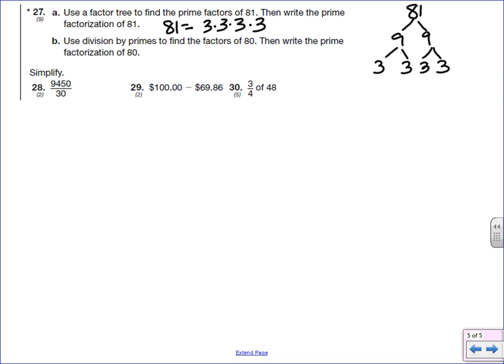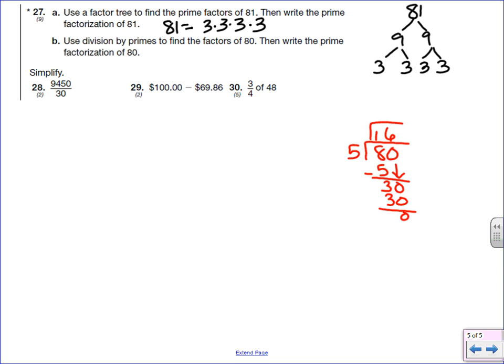All right, if I'm going to do division by primes to find the factors of 80, then I start with 80, and I'm going to divide by a prime number. I'm going to divide by 5, because I know that's going to go into something that ends in a 0. So 5 goes into 8 once. 1 times 5 is 5. 8 minus 5 is 3. Bring the 0 down is 30. 5 goes into 30 6 times. 6 times 5 is 30. All right, so I've done something right.